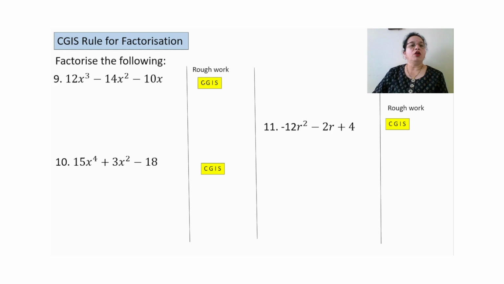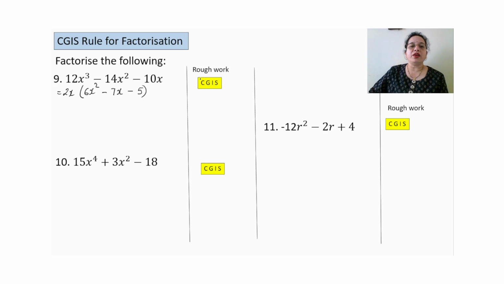First, taking common. Here we will use all the four rules. So is it possible to take common? Yes, we can take common 2. So first thing, 2 will be common. Powers are also there, so you can take one variable x also common. So what is left inside the bracket? 2 6s are 12 x square. Now minus 2 7s are 14 x, minus 2 5s are 10.